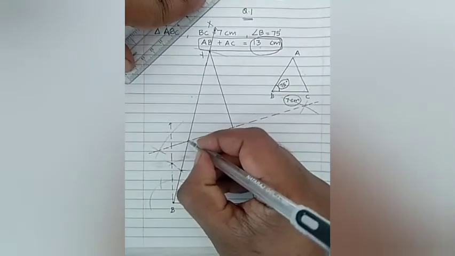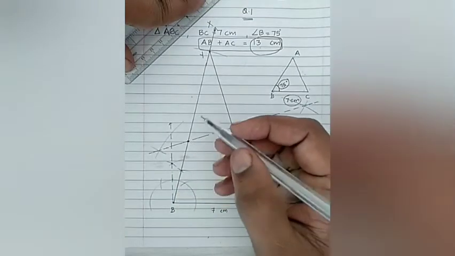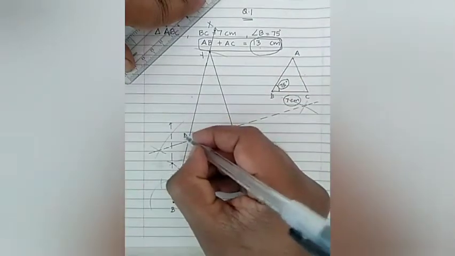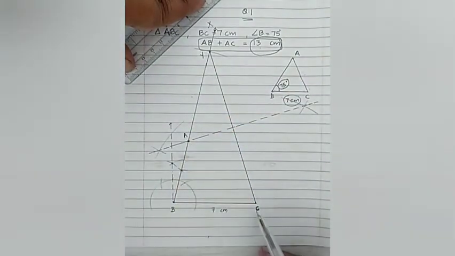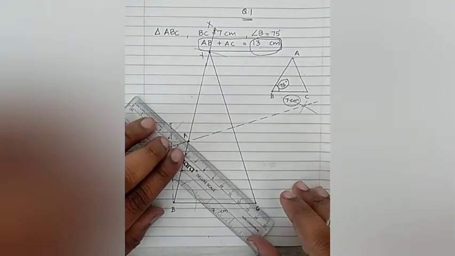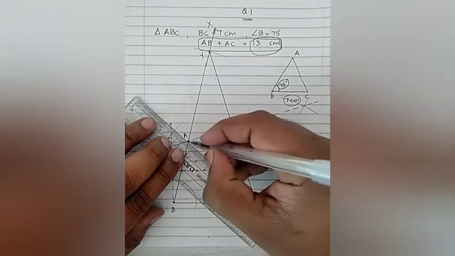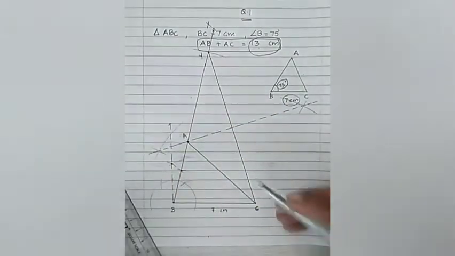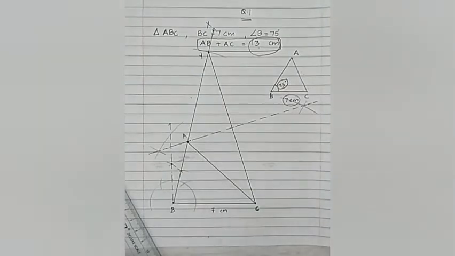meeting my ray BX at a point, and I will call that point A. So I've got point A, point B, and point C, and all that I'll do next is join A to C to get my required triangle ABC, wherein BC is 7 centimeter, angle B is 75 degree, and now if you would measure AB and AC, it will surely sum up to be 13 centimeter.